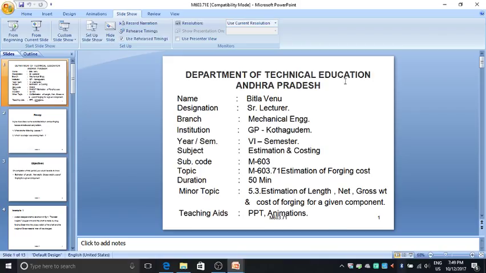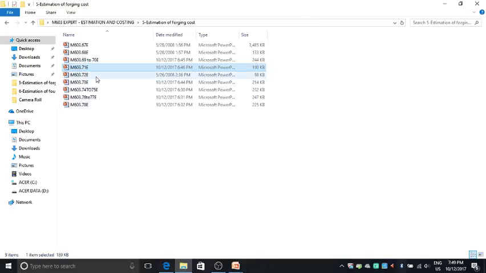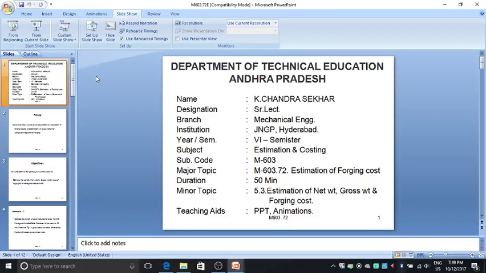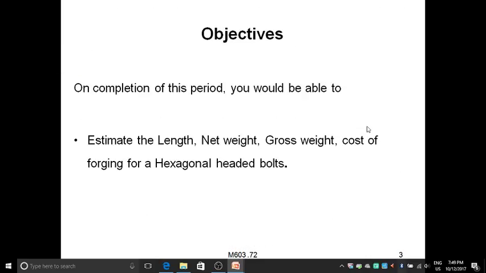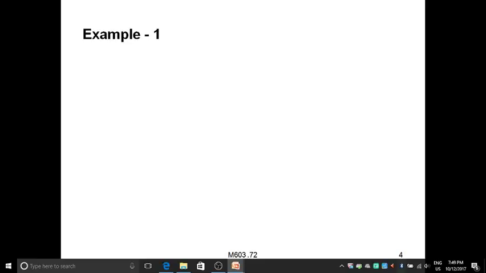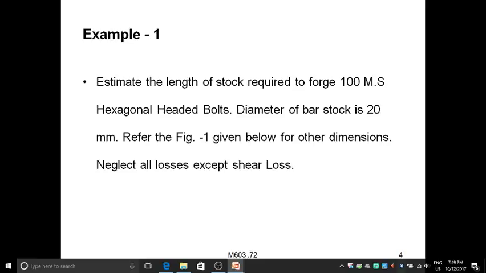So this is exactly the assignment. I am moving forward to the next problem. The objective is the same, but in this case we will take a typical example compared to the previous examples. The typical example is a hexagonal headed bolt. So you go to example 1 here in this slideshow.